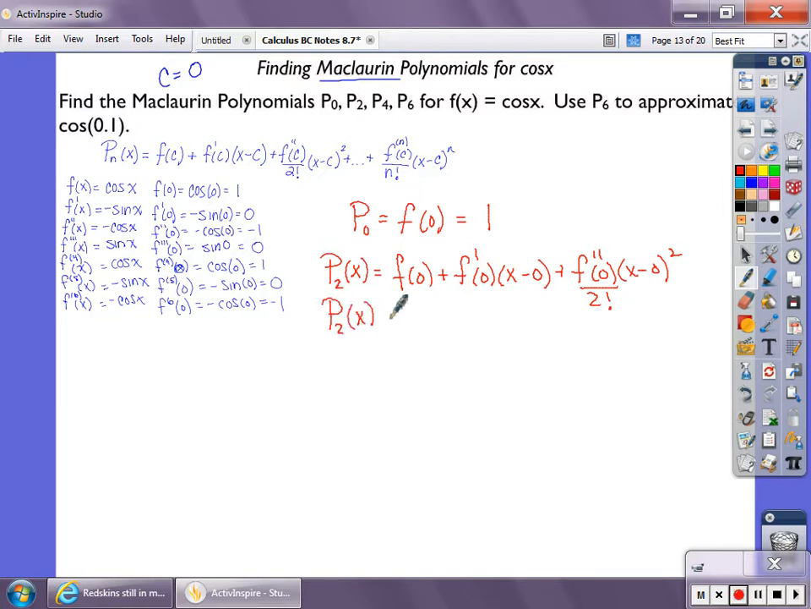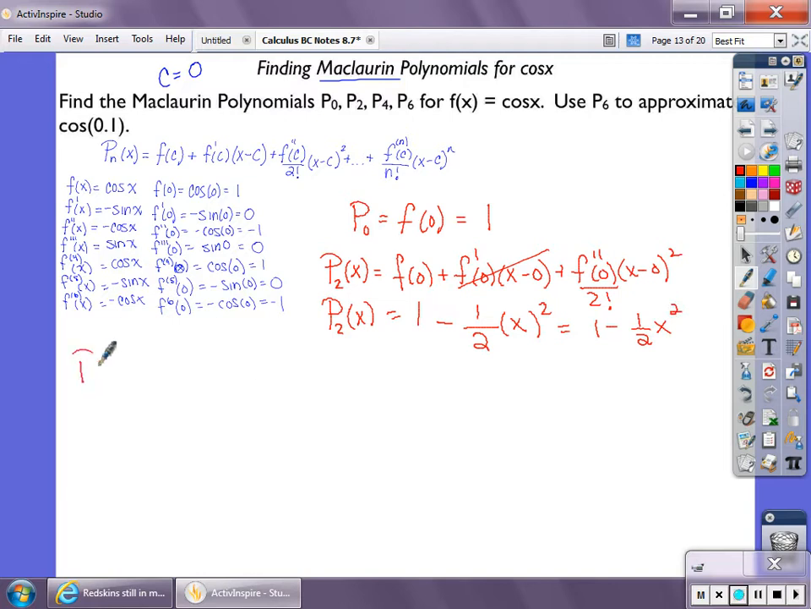And so p sub 2 of x is going to be f of 0, which is 1. Now, the first derivative evaluated at 0 is 0, and I could fill in plus 0 times x minus 0, but I know that's just going to be 0. Cross that out. And then the second derivative is going to be negative 1. So we'll have minus 1 over 2 factorial, which is 2, times x minus 0 raised to the second power. So I don't really need the parentheses there. 1 minus 1/2 x squared.